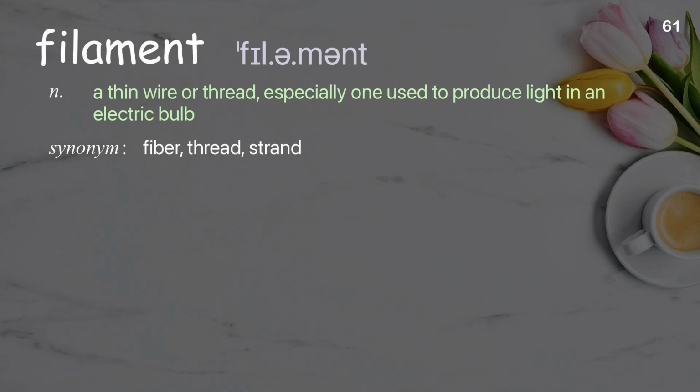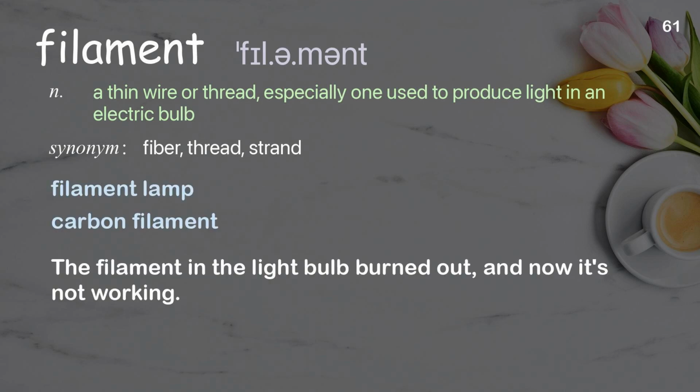Filament. A thin wire or thread, especially one used to produce light in an electric bulb. Examples: Filament lamp. Carbon filament. The filament in the light bulb burned out, and now it's not working.